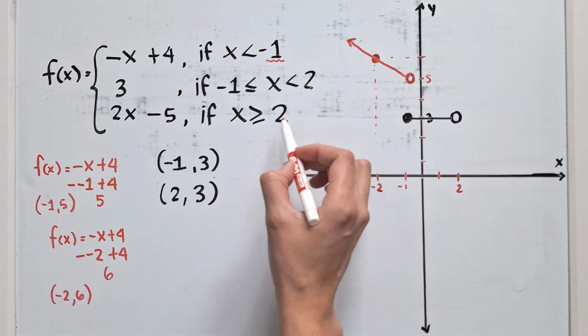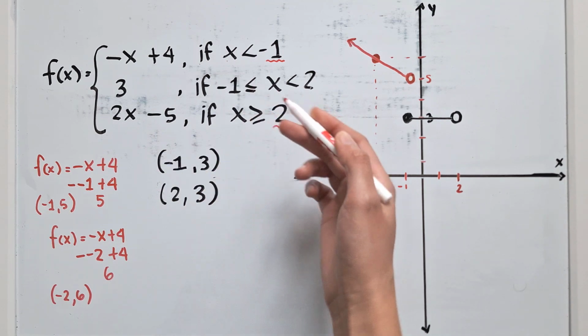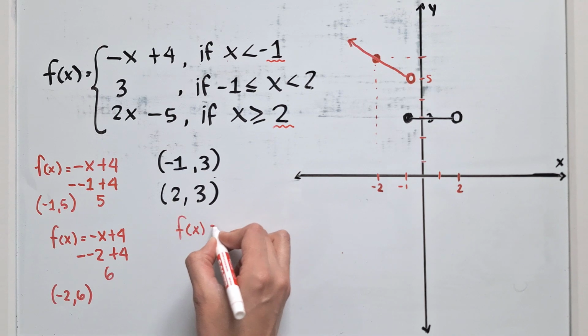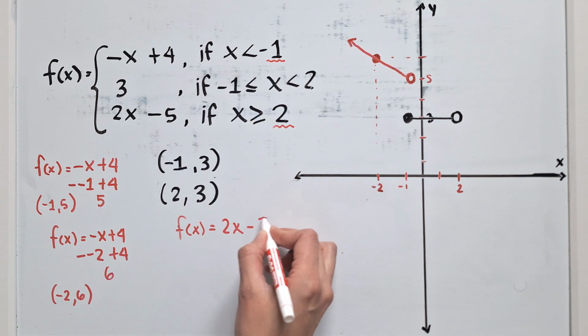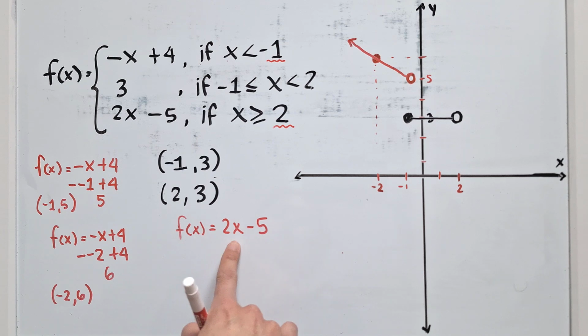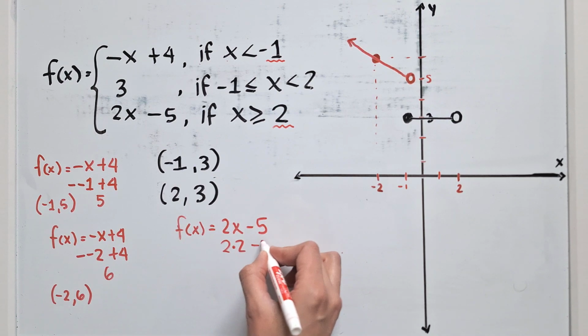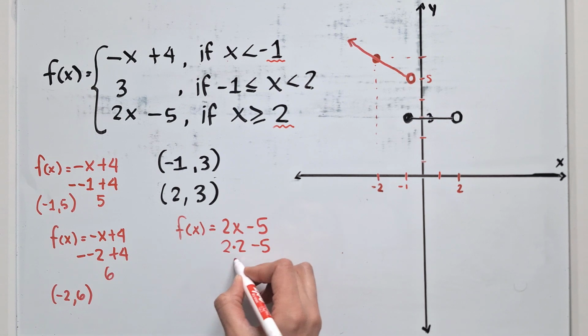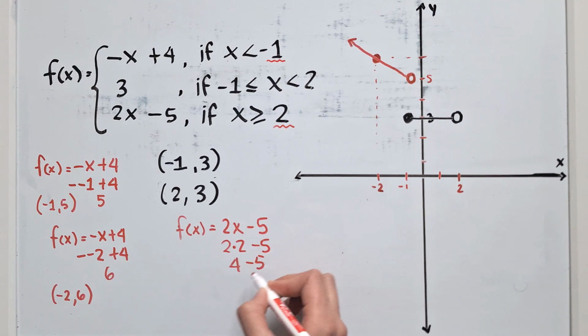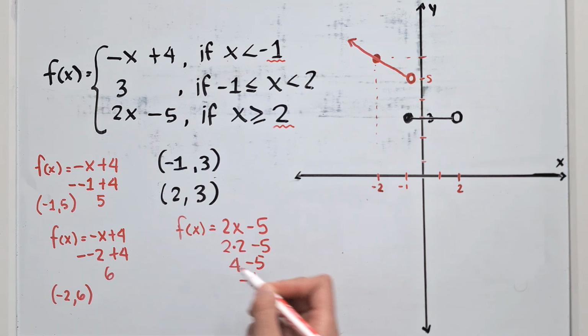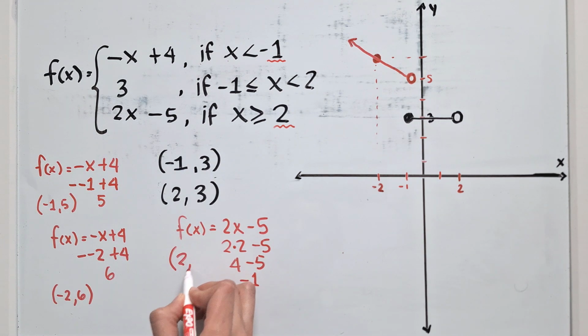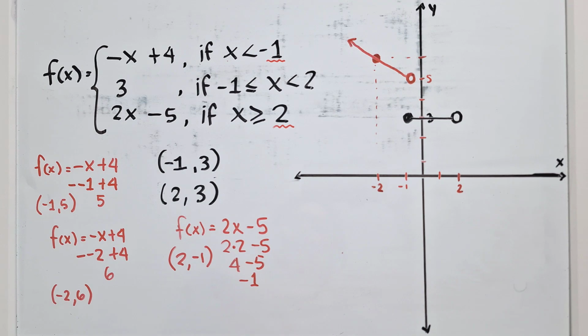In this one, we have 2 already here, so we can start with that. F of x equals 2x minus 5. Instead of the x, we're going to use 2. So 2 times 2 minus 5. 2 times 2 is 4, and 4 minus 5 is negative 1. We have our first point, 2, and the answer is negative 1. Now we need another one.